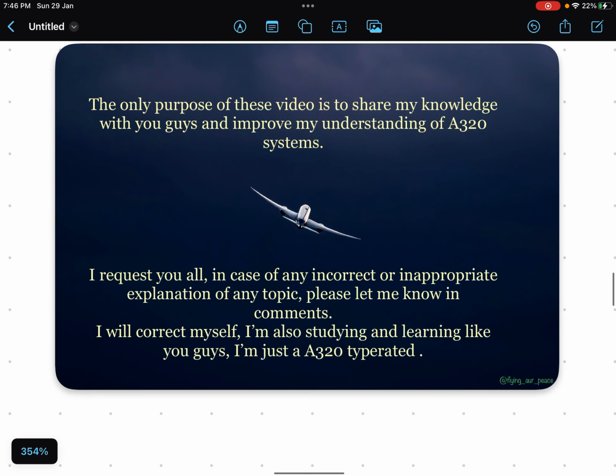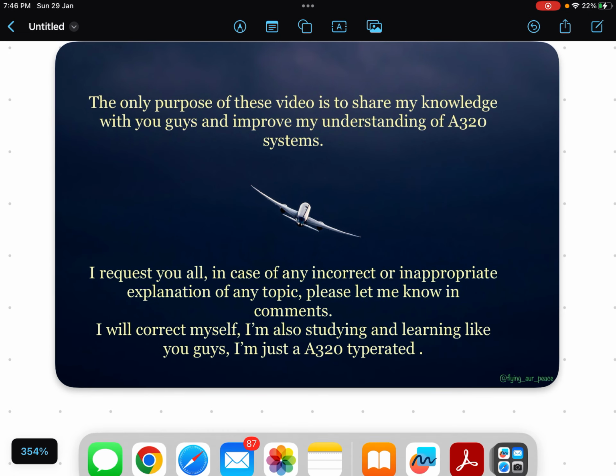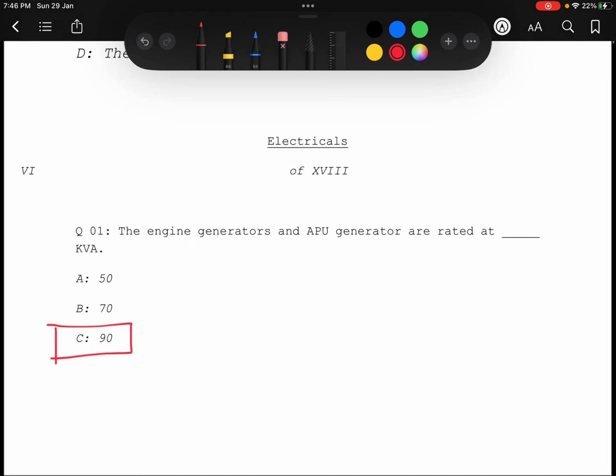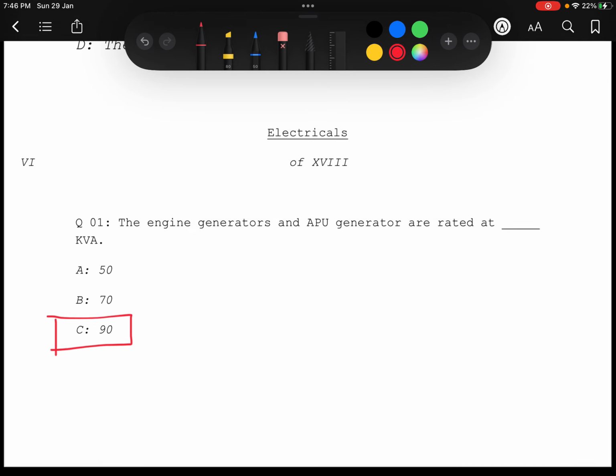So, starting with question number 1. The engine generator and the APU are rated at 90 kVA. This is the very first line, the very first page of the FCOM. You can check it out.